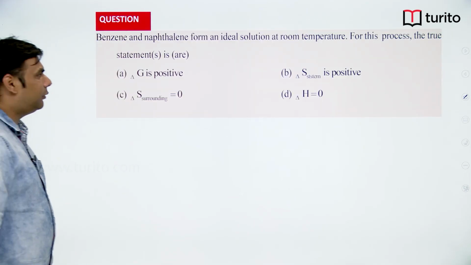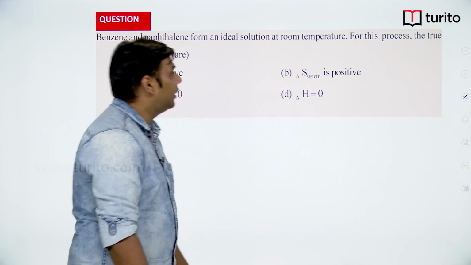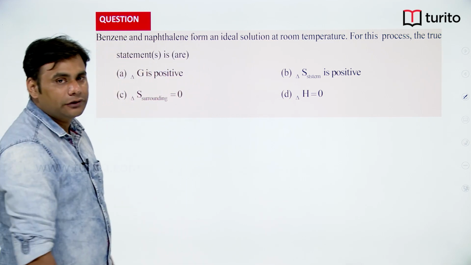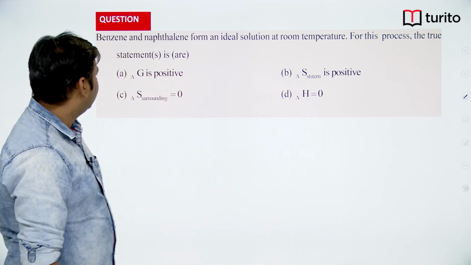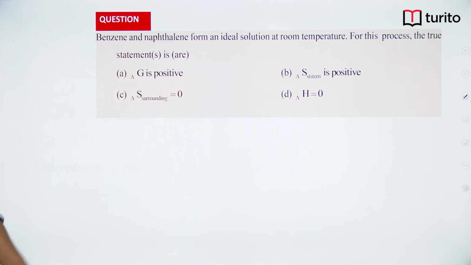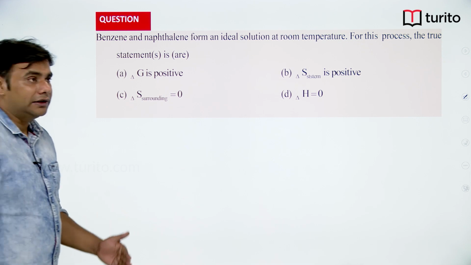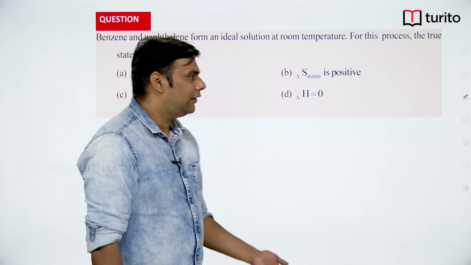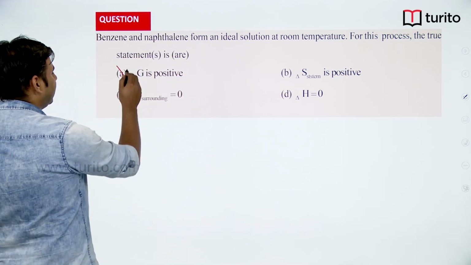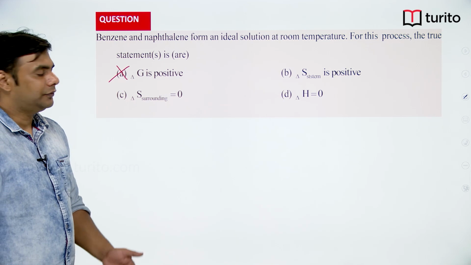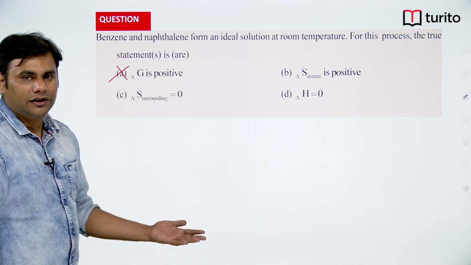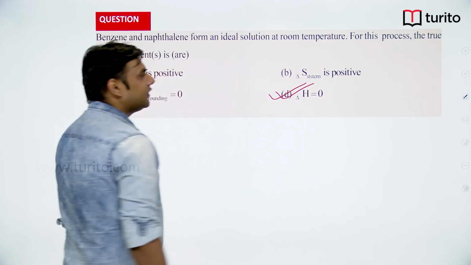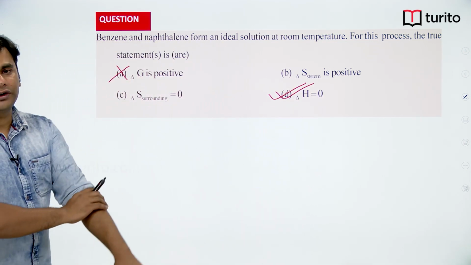Benzene and naphthalene form an ideal solution at room temperature. For this process, the true statement is R. Again a previous year JEE Advanced question, and again you can see it's a very basic level question. It is saying that it is forming an ideal solution. So for an ideal solution, we know that delta V mixing is 0. Delta G mixing has to be negative, so delta G positive is incorrect. Delta G has to be negative, delta V mixing is 0, delta H mixing is 0, delta S system is positive and delta S surrounding is 0.